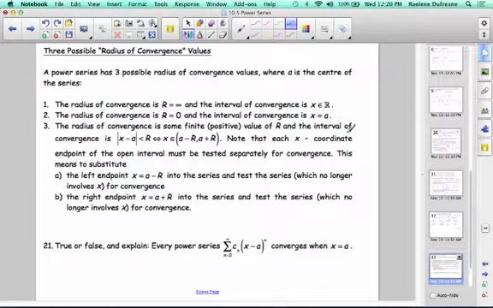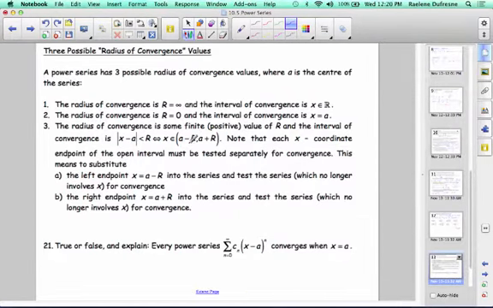And furthermore, the interval of convergence can be found by solving the absolute value inequality that |x minus a| is less than r. And of course, we've seen that this means that x is contained from a minus r on the left to a plus r on the right. We do not know what happens at the endpoints of this interval, however.